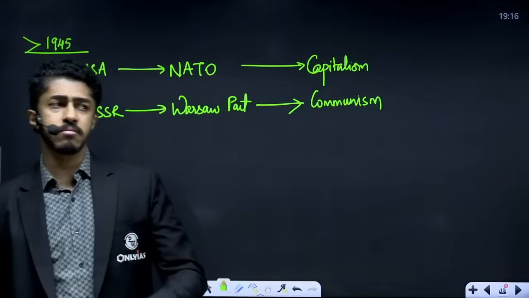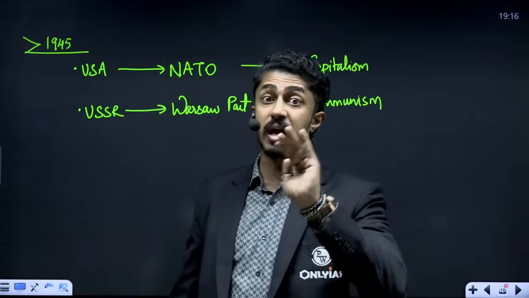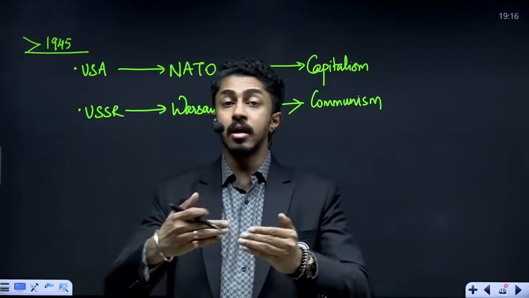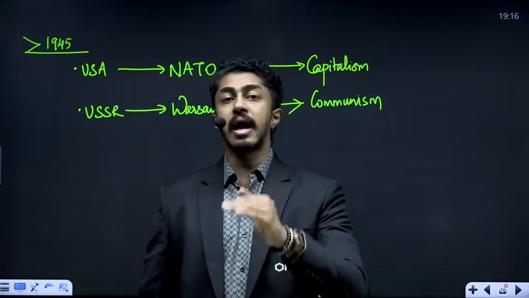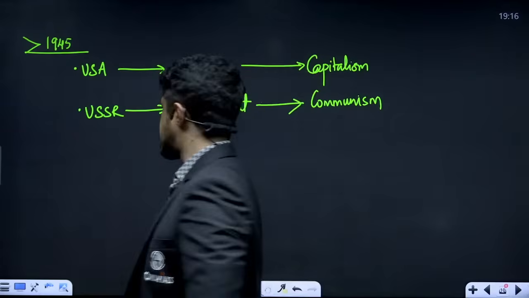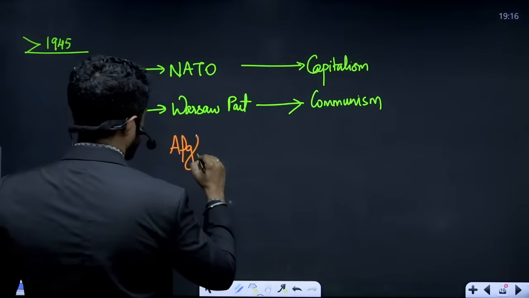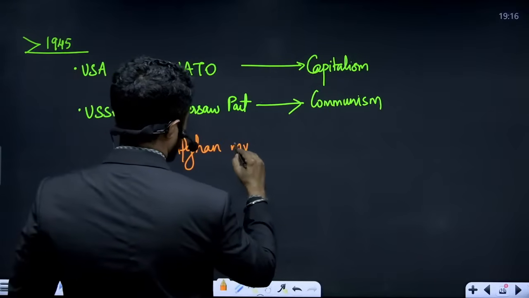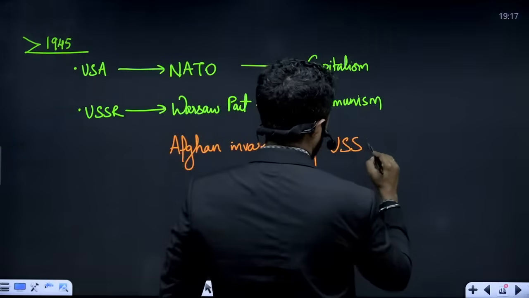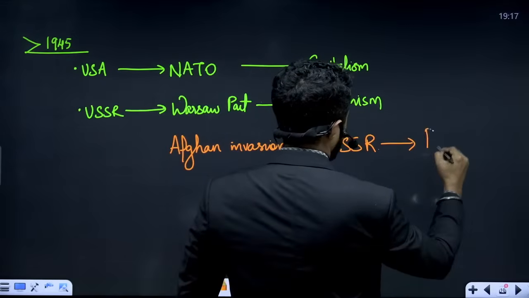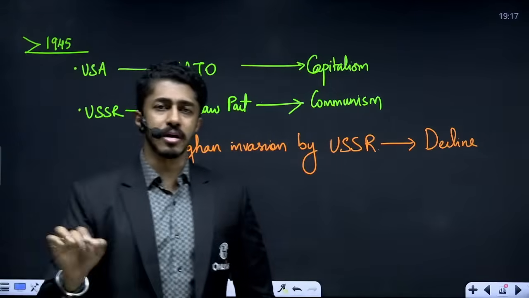Multiple clashes had occurred. It had occurred in Vietnam. It had taken place in Egypt. It has taken place in different parts of the world, including Afghanistan being the last major known conflict between NATO and Warsaw in Afghanistan. And that marked the end of what? The Afghan invasion. The Afghan invasion by USSR actually led to its decline.